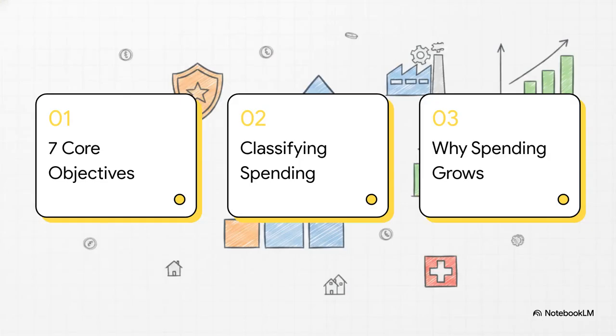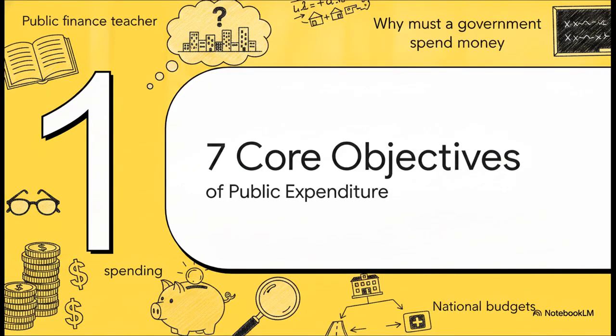Here is our roadmap for today. First, we'll cover the 7 core objectives of public expenditure. Then, we'll look at how we classify government spending. And finally, we'll explore why public spending just consistently seems to grow. All right, Section 1, the 7 core objectives of public expenditure.